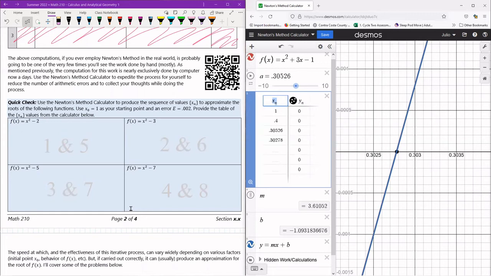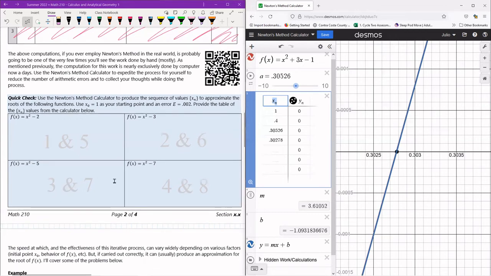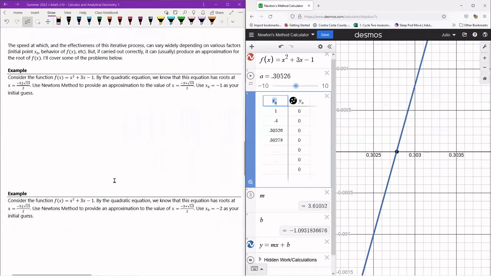Okay, so go ahead, submit at least just the table, at least that table from the Newton's method calculator. Okay, and I'll be okay with that. All right, so there are a couple problems with this process.